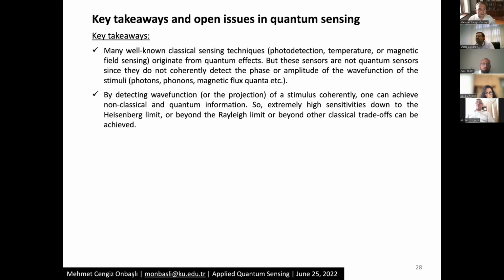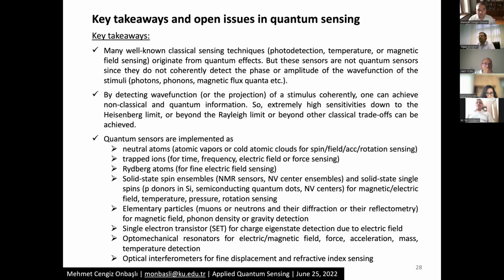The next thing that we check for is the detection of the wave function coherently. To do this, we need to prepare our state in our system. Once we can achieve this state preparation and do the state readout, we can beat the shot noise limit and reach extremely high sensitivities down to the Heisenberg limit, or exceed the Rayleigh limit, or go beyond classical trade-offs. You have seen the examples in which people have explored these capabilities.